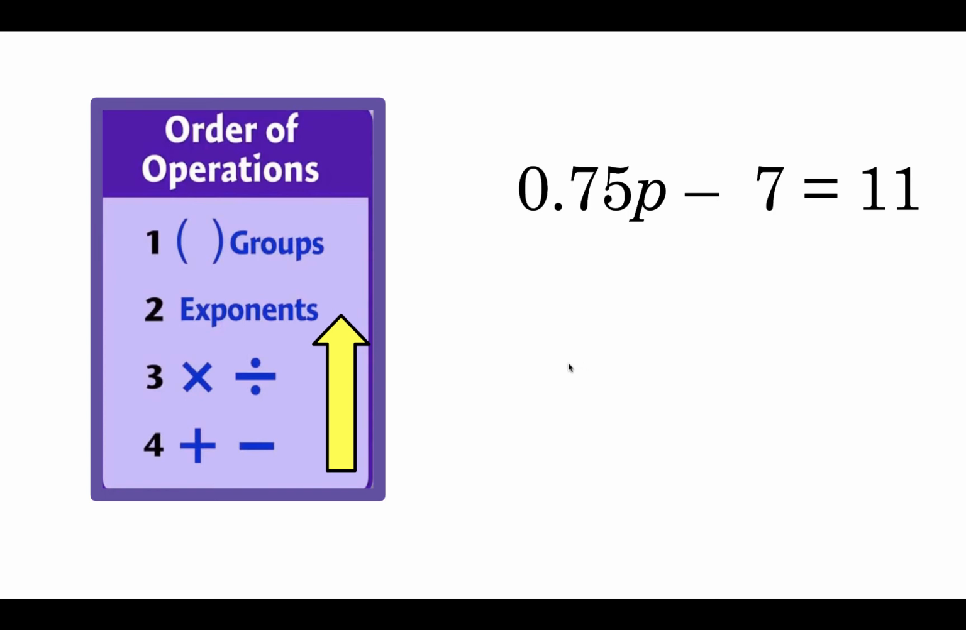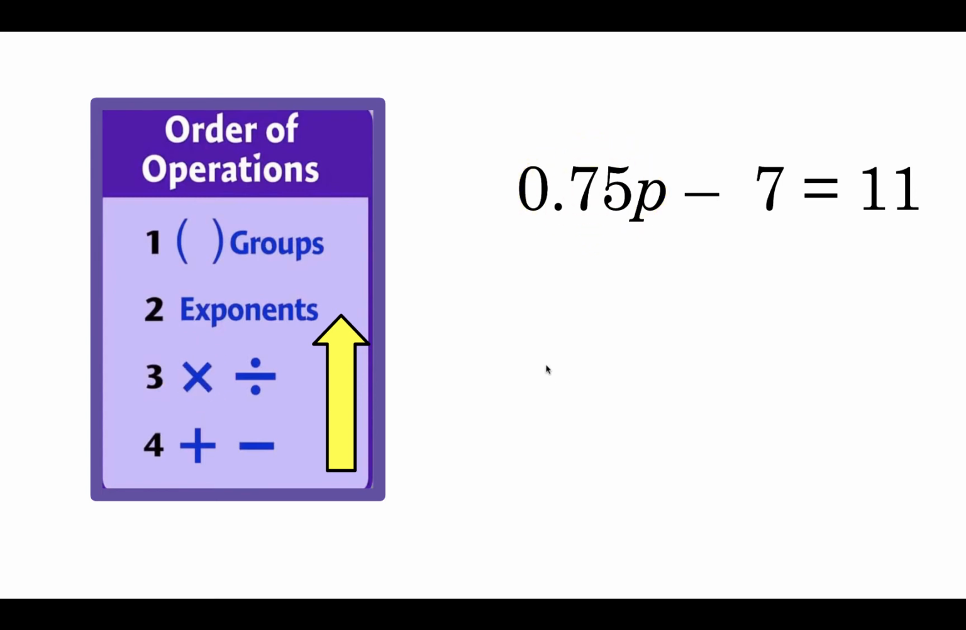So we're going to look to start with addition or subtraction. In this equation, what do we have? Subtraction. So that's what we would undo first. Then we would look for multiplication or division. In this equation, what do we have? Multiplication. So that will be what we undo last.